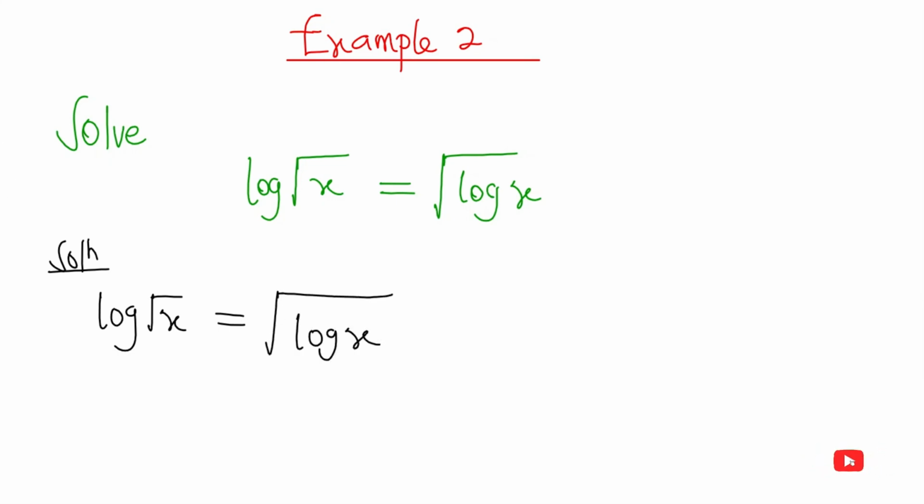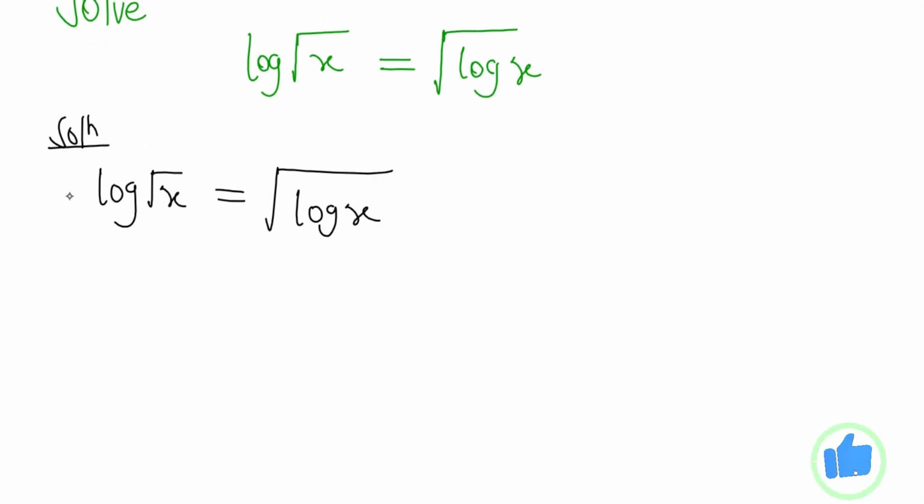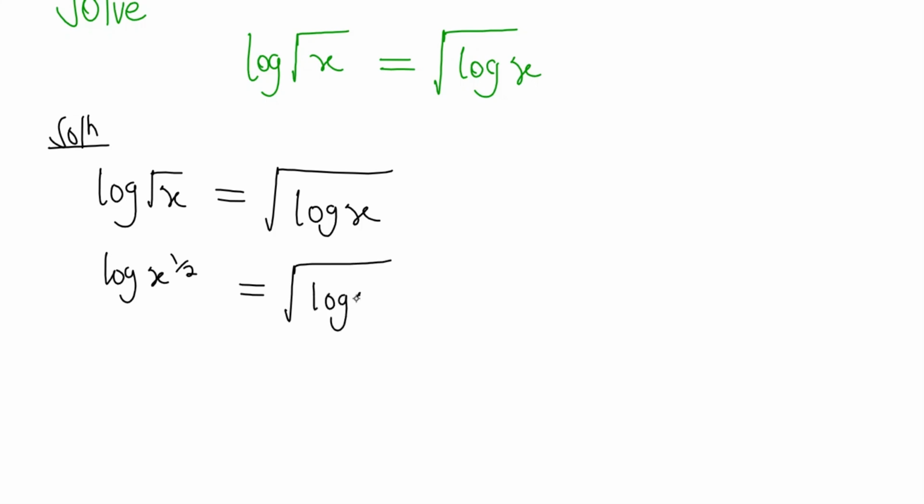So here it means that we can work on the left hand side as well as we maintain the right hand side in order to find the value of x. So this is one of the approaches we are going to use. So we mean square root of x can be written as the logarithm of x exponent half, and then we have our square root of logarithm of x here.